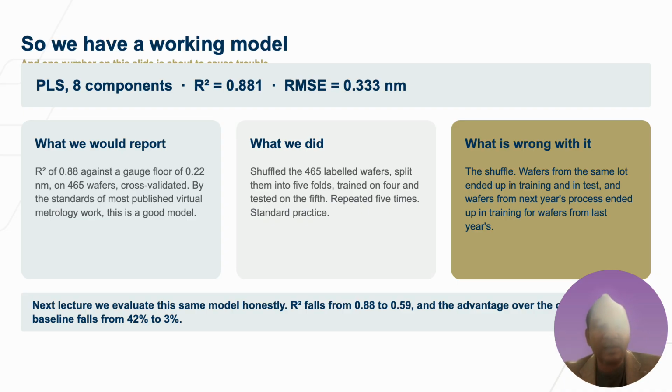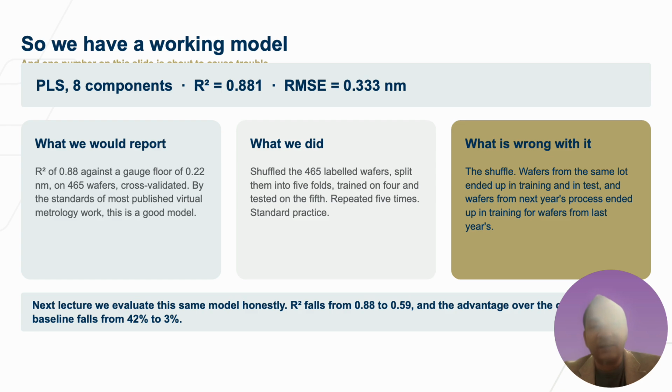Wafers from the same lot ended up in the training set and the test set. So when the model predicted a test wafer, it had already seen its neighbor from the same carrier with their measurements. And remember slide 34, where the lot-level features dominated the first component. The model has a lookup table. Wafers from the end of the year ended up in training for wafers from the beginning. The model was allowed to know the future.